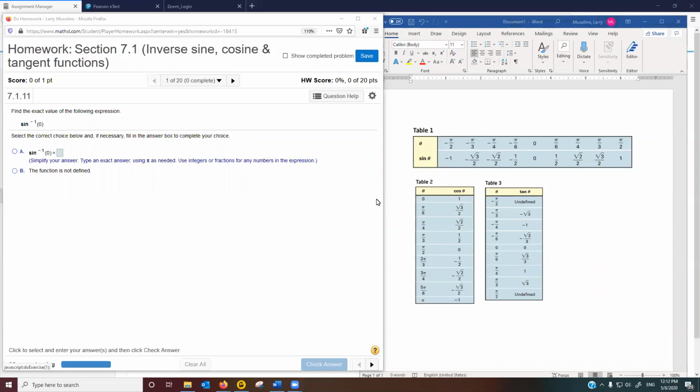All right, hi folks, I'm recording a video for section 7.1, and 7.1 has to do with working with inverse functions. So this involves inverse sine, inverse cosine, and inverse tangent. Let me give you an example of what we're asking about when we talk about inverse functions. Let me give you a quick example.